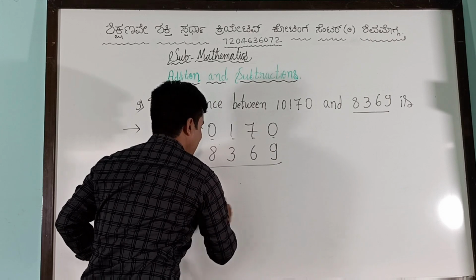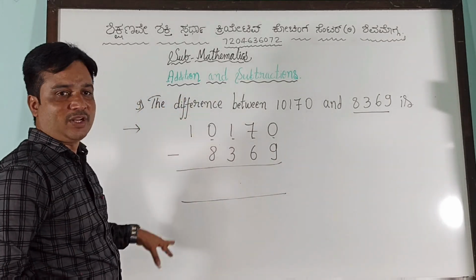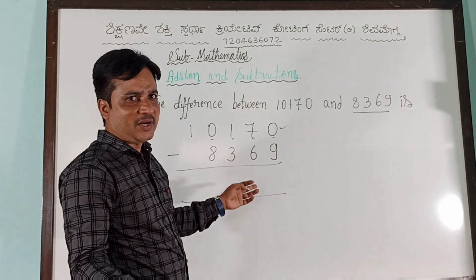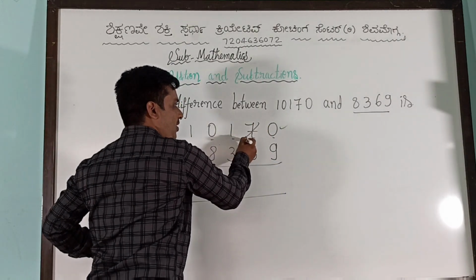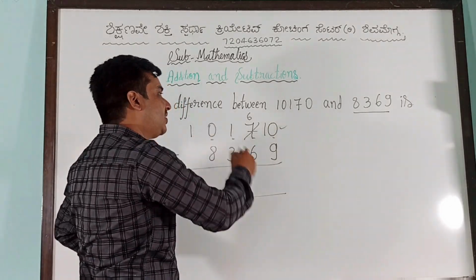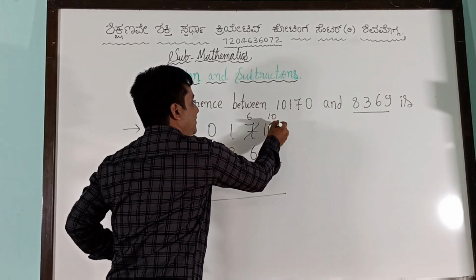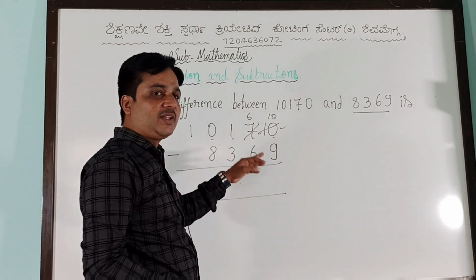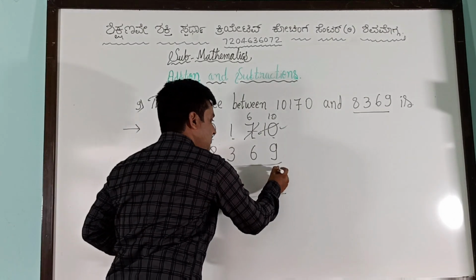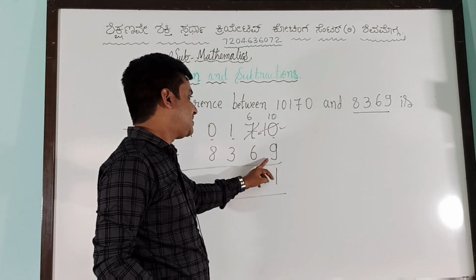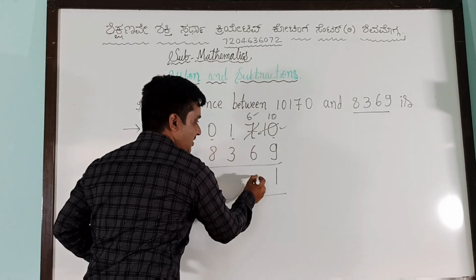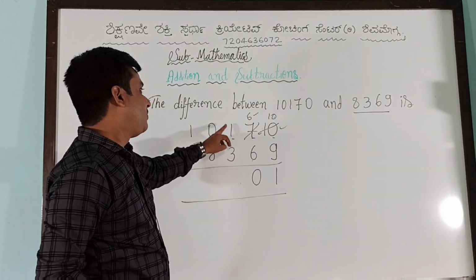Now let's find the difference between these two numbers. Here see, 0 is there. 0 minus 9 we can't subtract. Then what we have to do, we have to take one borrow from the beside number. Here it becomes 10. Here left how much? 6. Okay, here 10 is there. So 10 minus 9 is equal to how much? 1. Yes, we got difference 1. Here 6 is there. 6 minus 6 is equal to how much? 0. Here 1 is there.